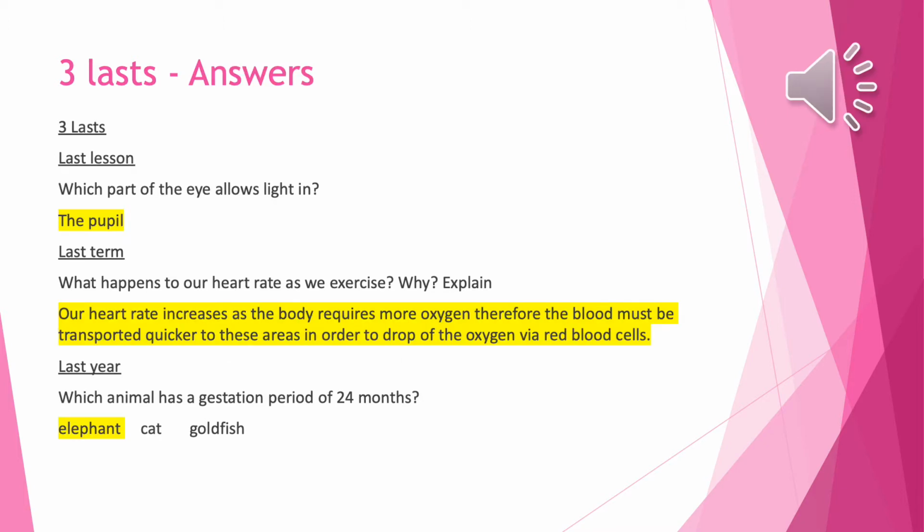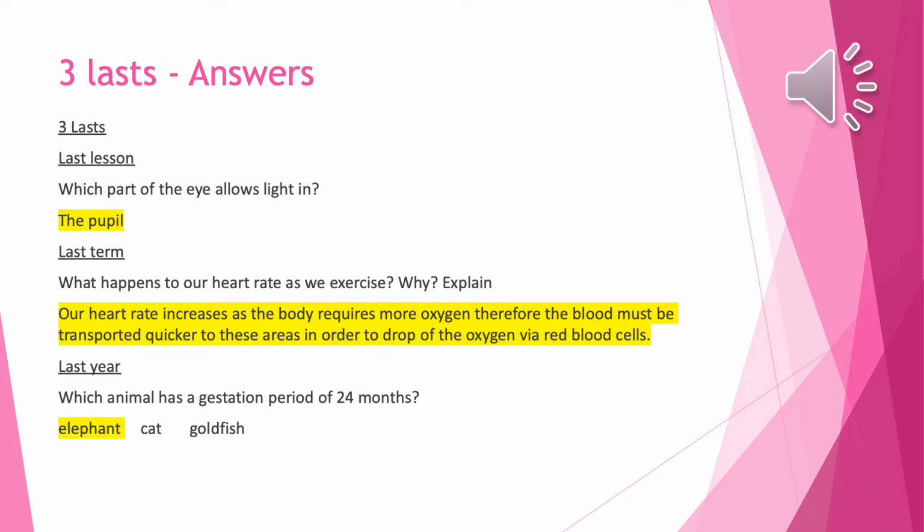So here are the answers to our three lasts. Which part of the eye allows light in? That is the pupil. Remember the small black dot that you can see in your eye, and that actually gets bigger when you need to let more light in. So at night time it is usually bigger, and your iris, the coloured part of the eye, is the muscle that controls the opening and closing of that. Once light travels in through the pupil, it hits the retina at the back, which is our word aware from last week, and all of those cells there work together to send the message to the brain through the optic nerve.